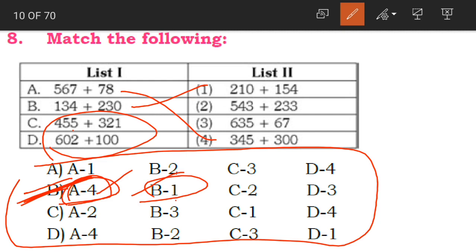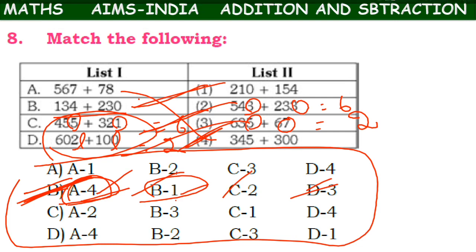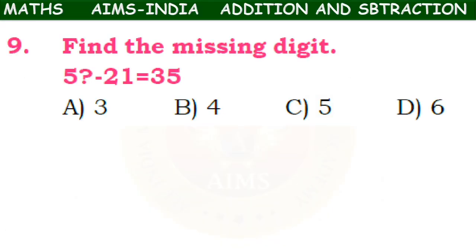Or else if you want, you can solve and check. See here, 5 plus 1 is equal to 6. Yes. Now here 3 plus 3 is equal to 6. So C is equal to D, and here 2 plus 0 is equal to 2. Here 5 plus 7 is equal to 12, that is equal to 2. Yes, children. So A is 4, B is 1, C is 2, and option D is 3. Clear, children? Matching the following. Moving on to question number 9.